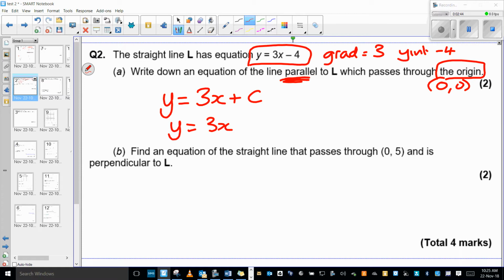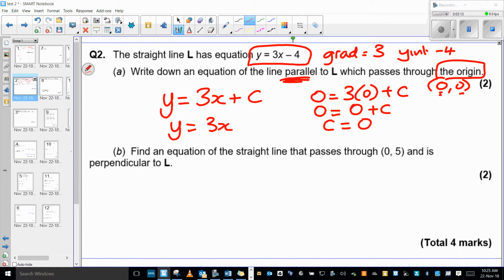If you had no recollection that it goes to the origin, you would substitute these two coordinates into here to find c. So you would say 0 equals 3 lots of 0 plus c. 0 equals 0. So hopefully you get that c was 0. But that's the method that you use for every kind of question. Next one. Find an equation. So each time you need to be careful what they're asking for.